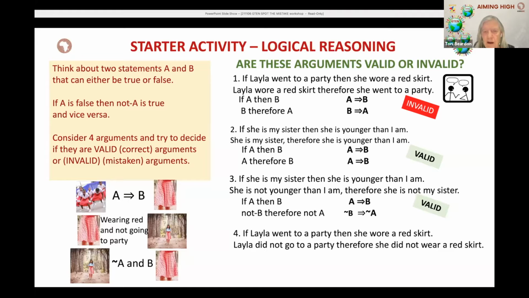And now what about this second one about Layla? If Layla went to a party, then she wore a red skirt, same as number 1. But the conclusion here is Layla did not go to a party. Therefore, she did not wear a red skirt. Is that valid or invalid? Well, actually, just because she's not at the party doesn't stop her wearing the red skirt. So that's not a valid argument. So the arguments on this page about Layla and her skirt and the party, they're all invalid arguments. Whereas the arguments about the sisters and being younger, they're both valid.